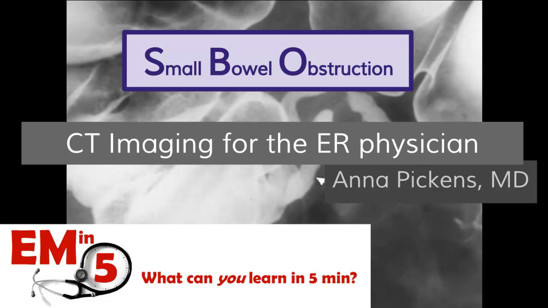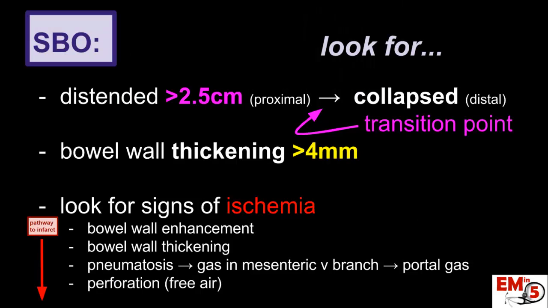This week for EM5, we're going to look at different CT findings that you'll see if you're concerned for small bowel obstruction. So things that we're going to look for are distension of the small bowel with collapse distally. We're going to look for bowel wall thickening, and then I will talk through some different signs of ischemia.